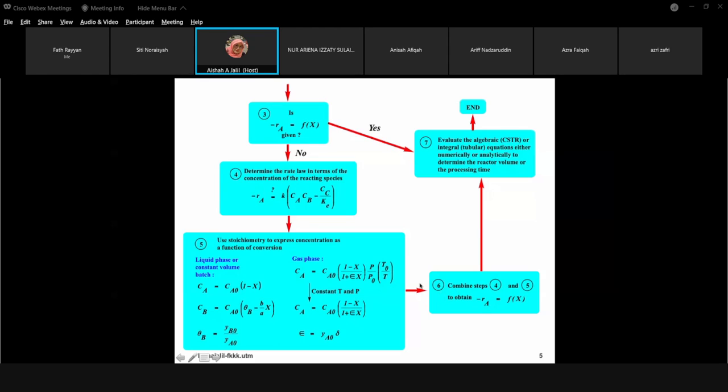Number 6, you combine number 4 and number 5 to obtain the RA in terms of X. And this one is already known in terms of X. Now you know the negative RA in terms of X, and then you evaluate whether you want to calculate for the V or the T. That's why I said chapter 4 is like a summary of chapters 1 to 3, because this is the algorithm of what you have done in chapters 1 to 3.